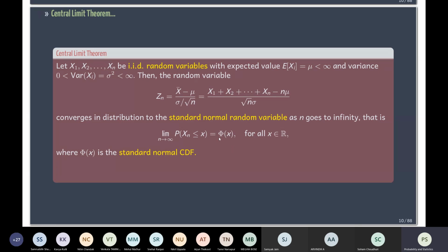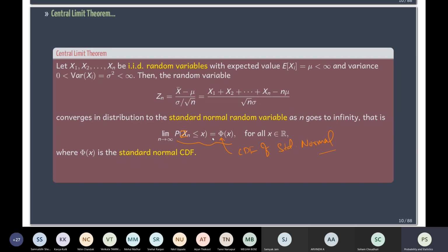So this is what we have. I think there is a mistake here. It should be Zn here. So as n tends to infinity, the probability that Zn is less than or equal to x will behave like phi of x. This is as if Zn is behaving like a standard normal, because the probability of that is given by the standard normal distribution, the CDF of the standard normal.